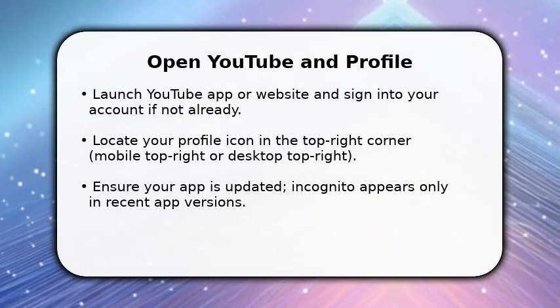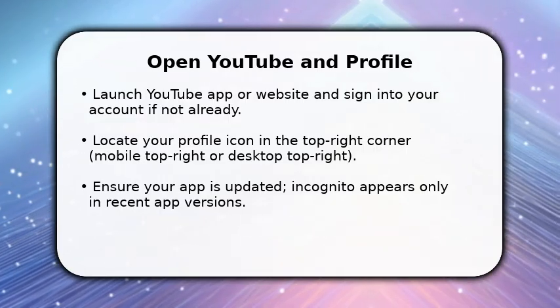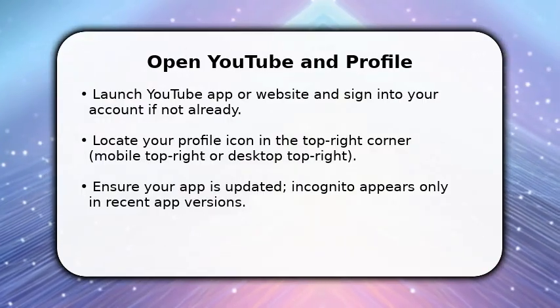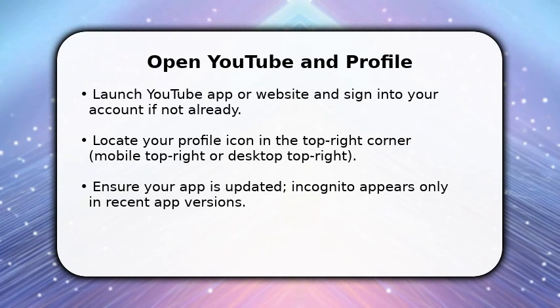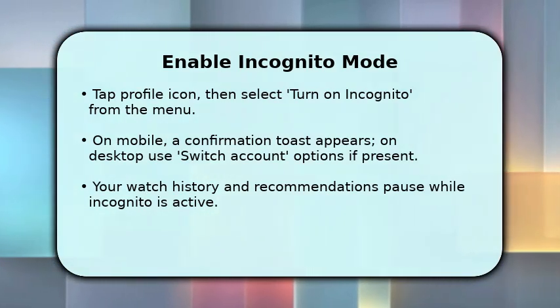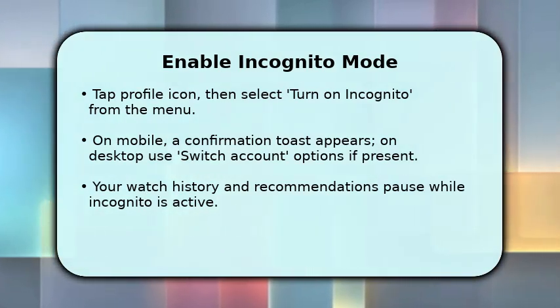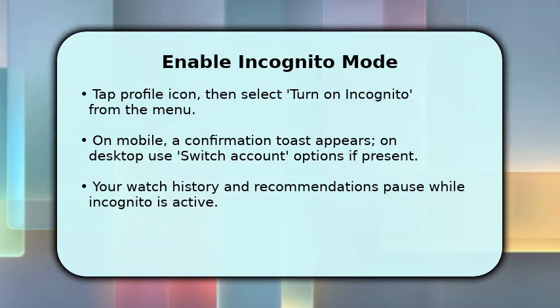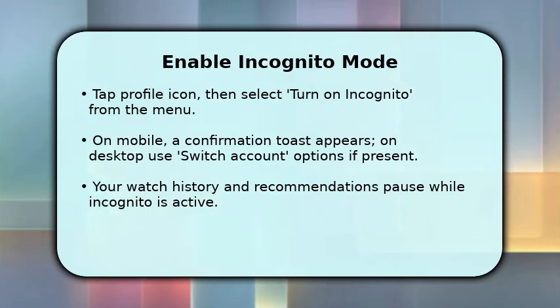This immediate action gets you to the menu where Incognito is available, so proceed to open that menu now and look for the Incognito option. After opening the profile menu, choose Turn on Incognito. You'll see a short explanation of what changes. You do this because Incognito stops searches and watch history from saving to your account, so YouTube won't personalize suggestions.